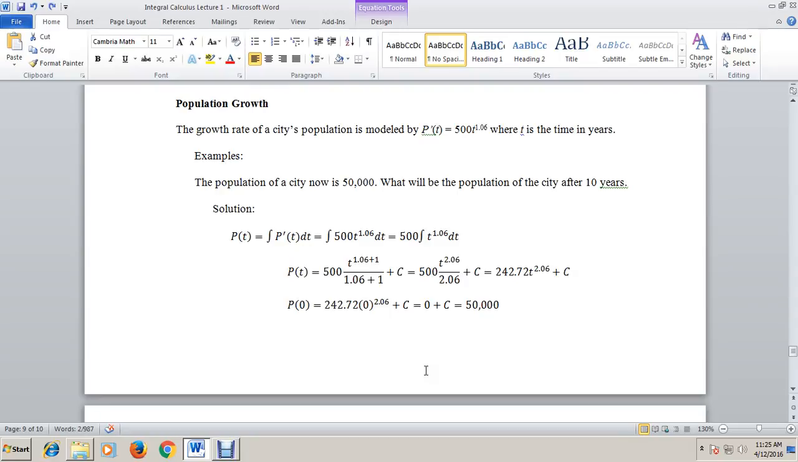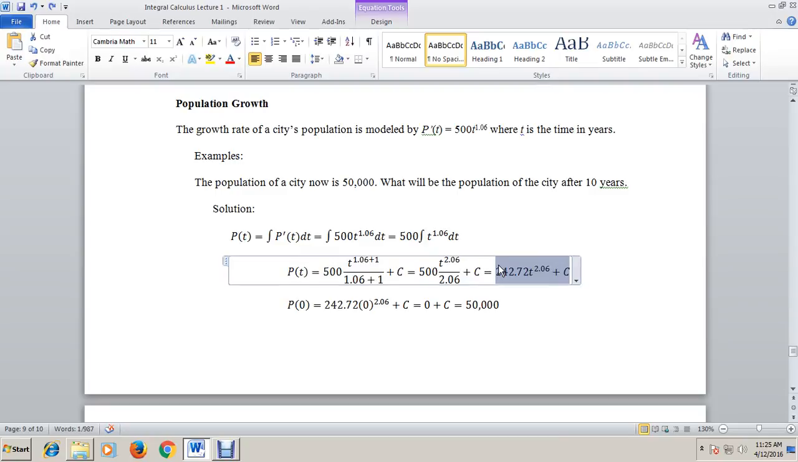Now, of course, this is of the form of the power formula. We can make use of the power formula in order to get the result for the integration. So this results into 500 times t raised to 1.06 plus 1 over 1.06 plus 1, then plus c. Of course, this becomes t raised to 2.06 over 2.06. 500 divided by 2.06 gives you 242.72 t raised to 2.06, then plus c. Now, this expression is your indefinite solution.